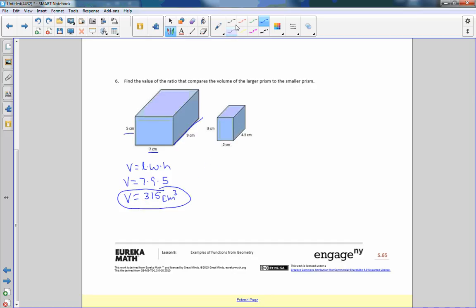Now we're going to do the same for here. Volume equals length times width times height. Volume equals length, 2, times width, 4.5, times height, 3.